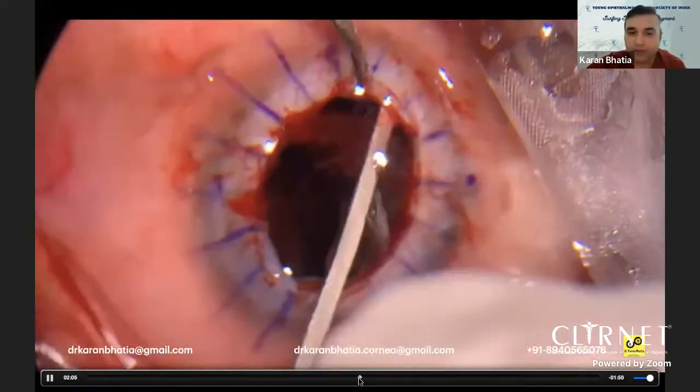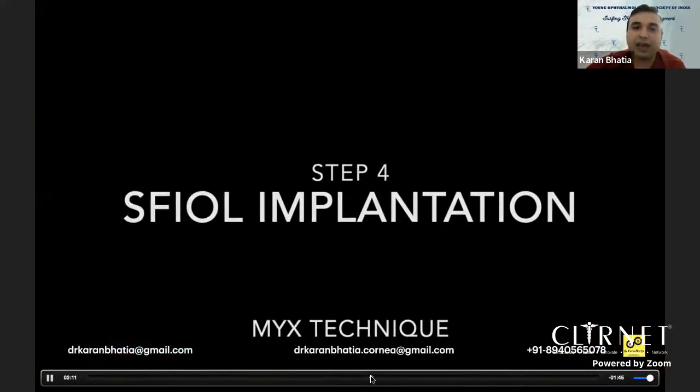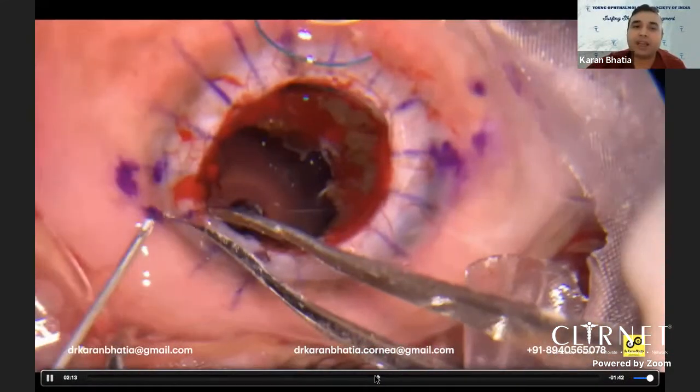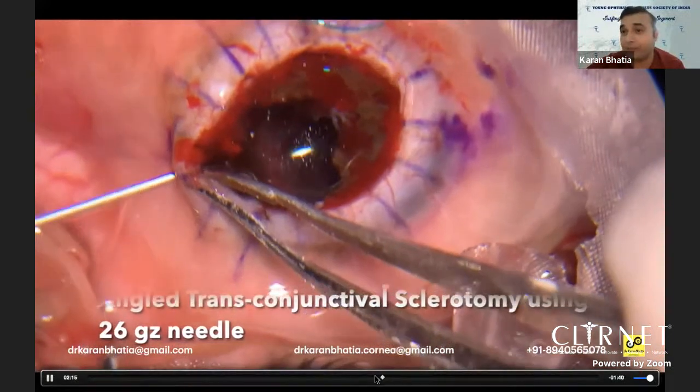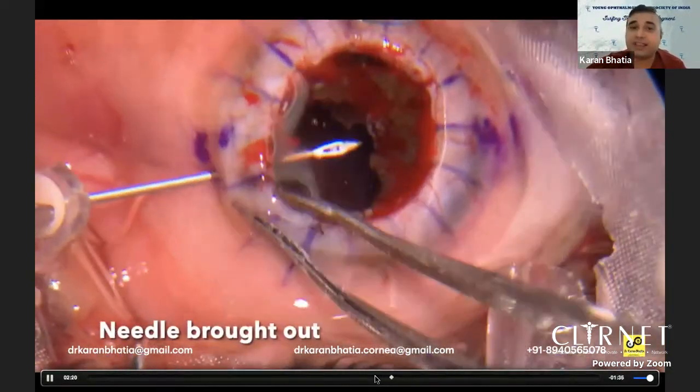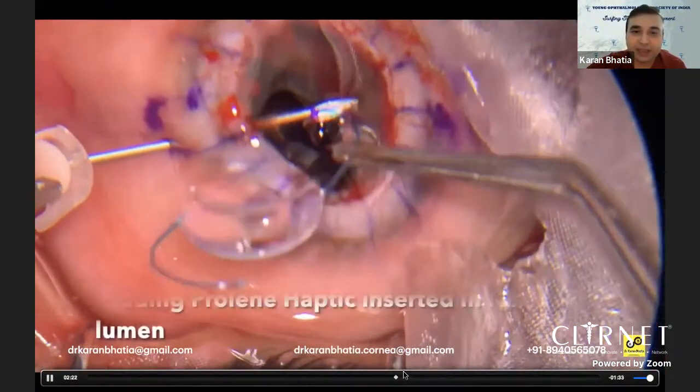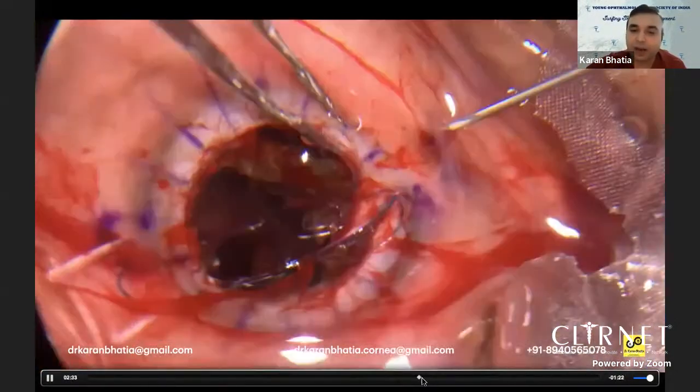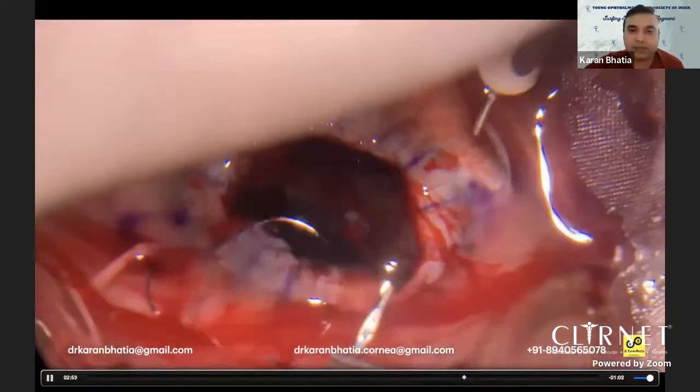After doing a good automated vitrectomy, breaking all the synechiae as you would do, I'm using the mixed technique over here, and I'm doing an SFIOL. It's a dangerous procedure, but I've done a couple of cases like that with good results. And using the same technique, I was able to implant a good SFIOL over here.